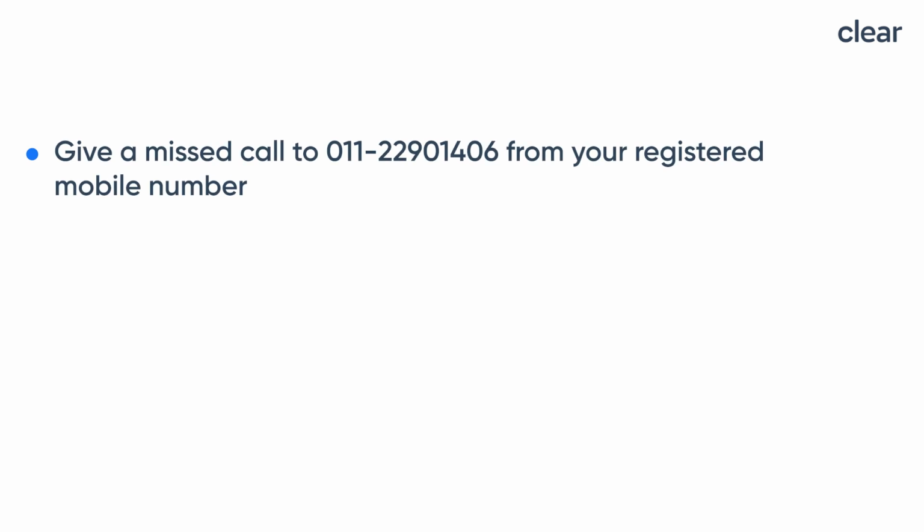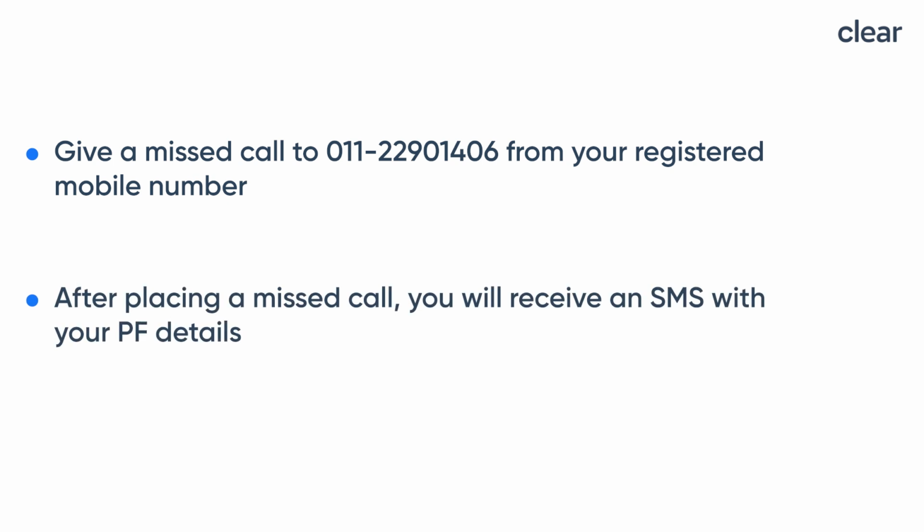Give a missed call to 01122901406 from your registered mobile number. After placing a missed call, you will receive an SMS with your PF details.